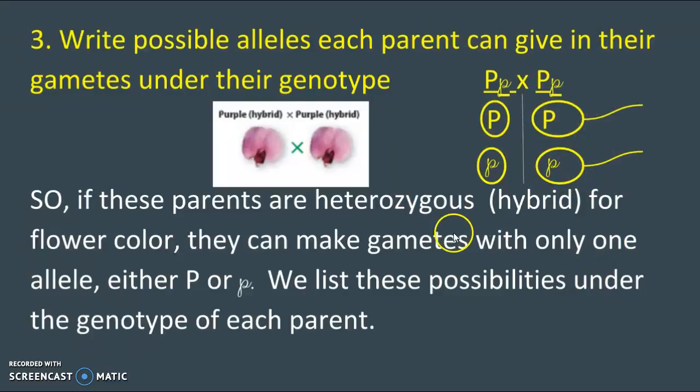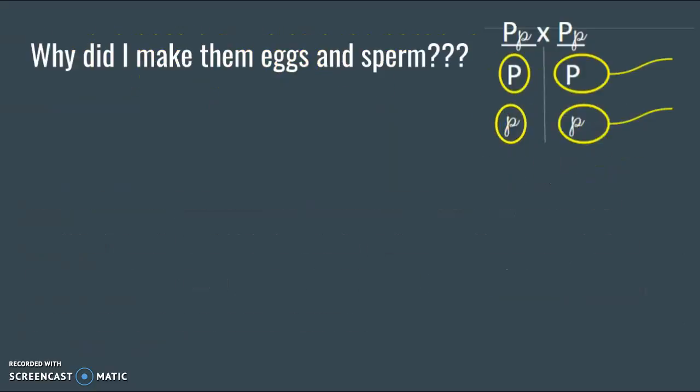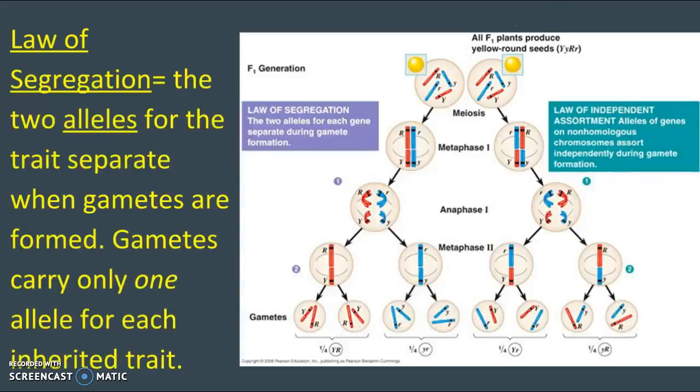So if these parents are heterozygous for flower color, they can make gametes with only one allele, either a big P or a little p, and we list the possibilities of what they can give. Now we know only one egg and one sperm will match up. So why did I make eggs and sperm? Because we are predicting what's going to happen when they mate together, and we need one egg and one sperm.